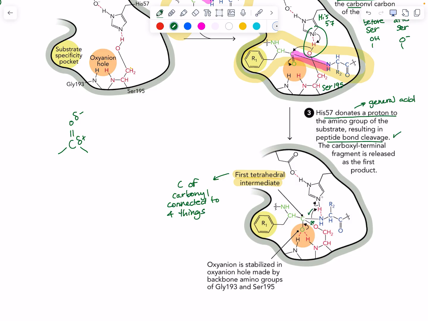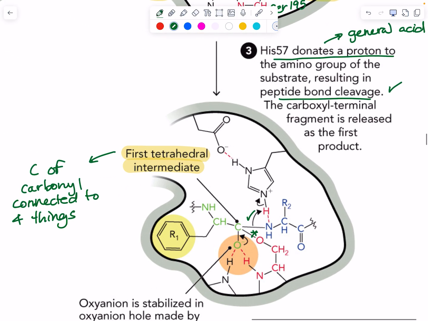That's what this thing is right here that I put the check mark next to. And then the second thing that happens is the carboxy terminal fragment gets released as the first product. Now, you might be thinking, wait a minute, we just protonated the amino side of the scissile bond. Why is it talking about the carboxy terminal fragment getting released?